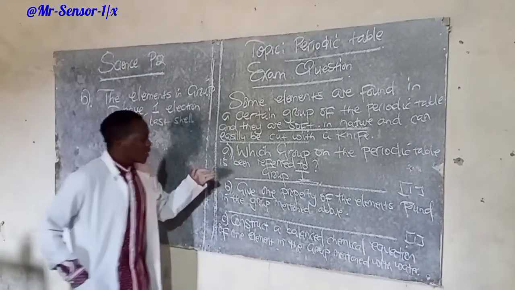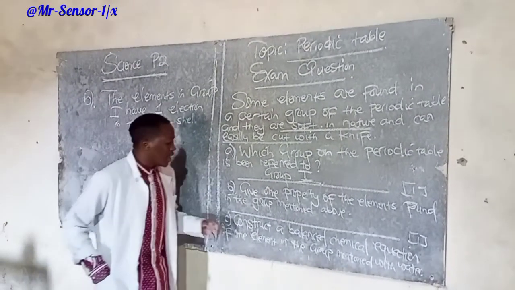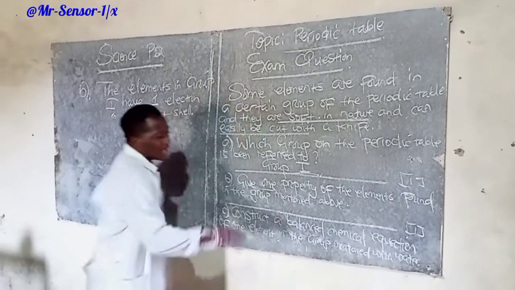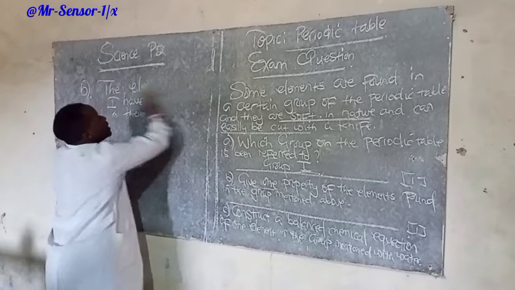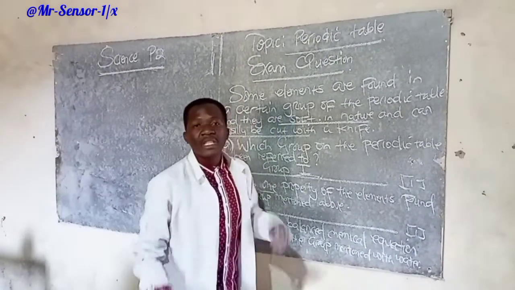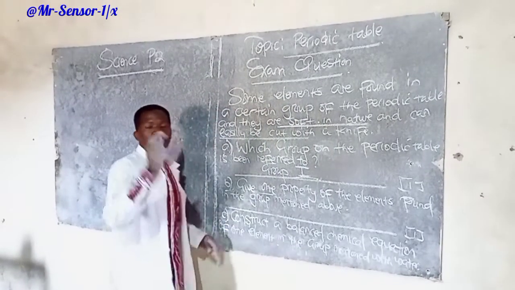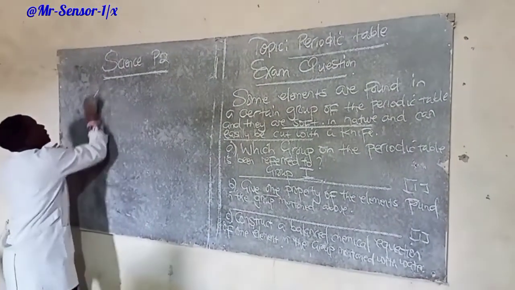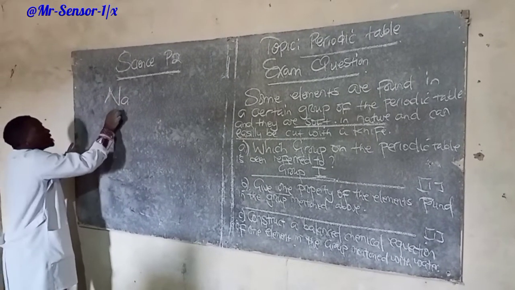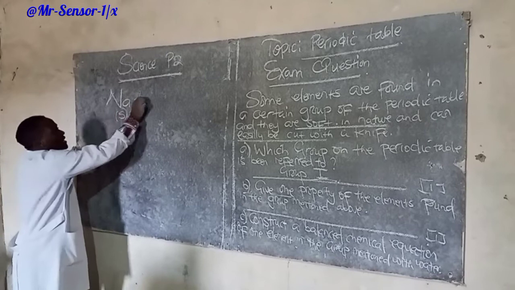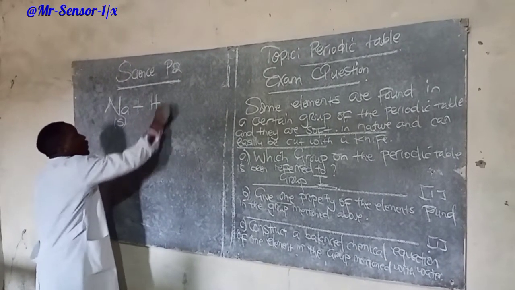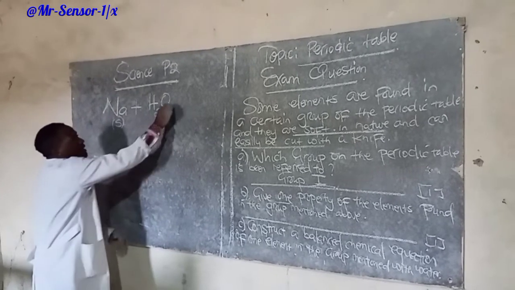Then C: construct a balanced chemical equation of one element in the group mentioned with water. So we want to construct a balanced chemical equation where an element we choose reacts with water. We are going to choose sodium, for example. So I'm going to write sodium on the periodic table: capital N, small letter a. Sodium is a solid, plus water, whose chemical formula is H2O, a liquid.